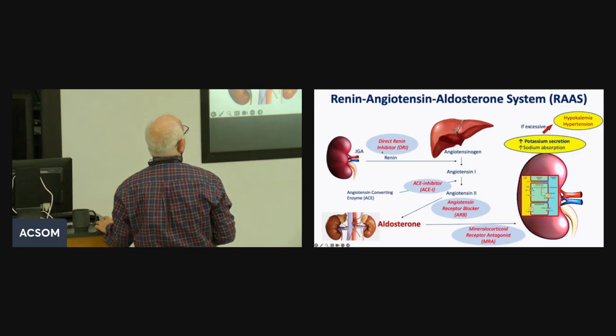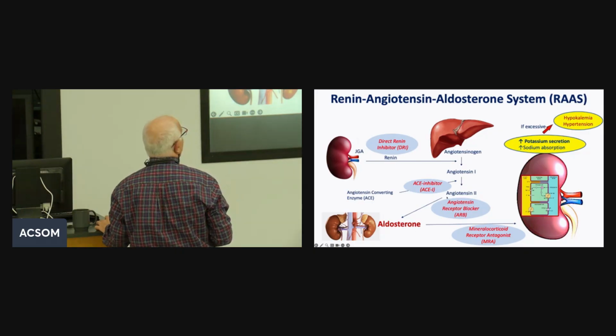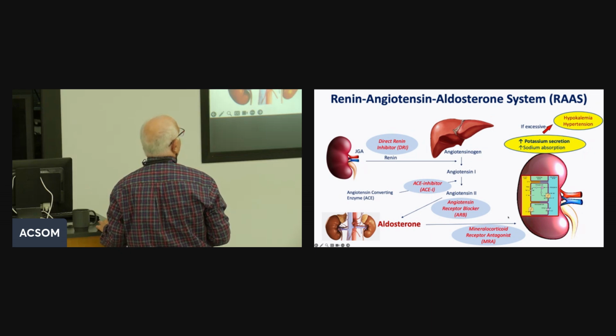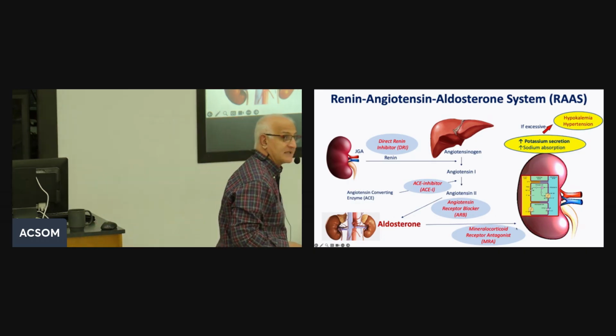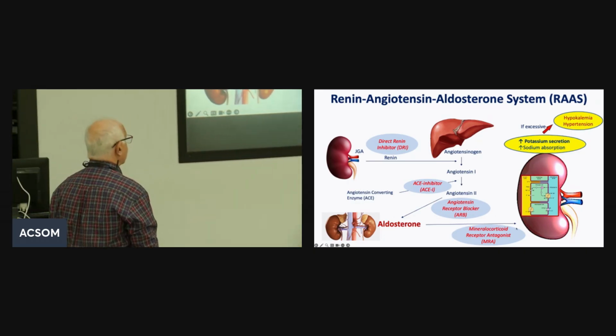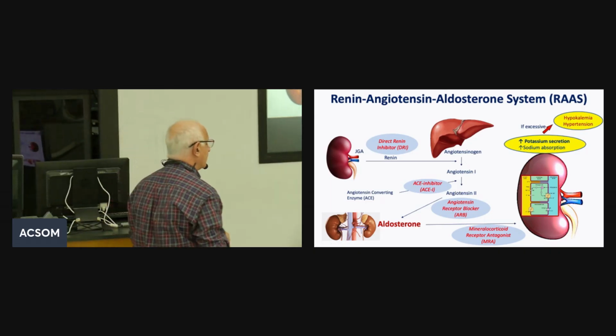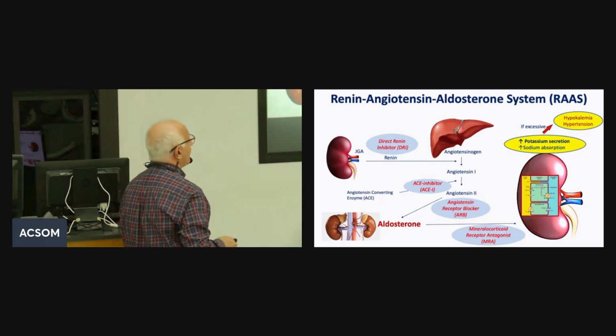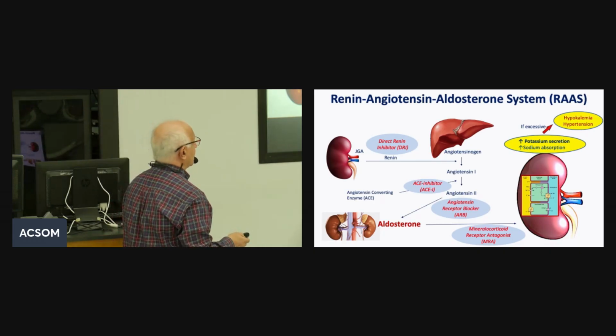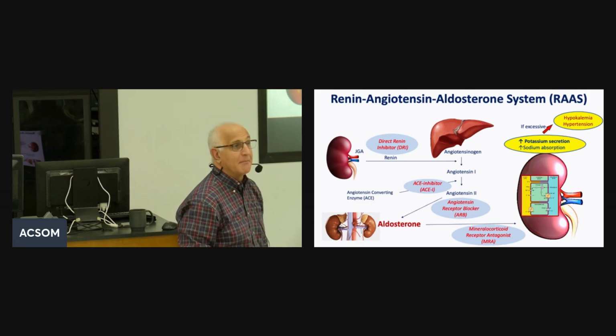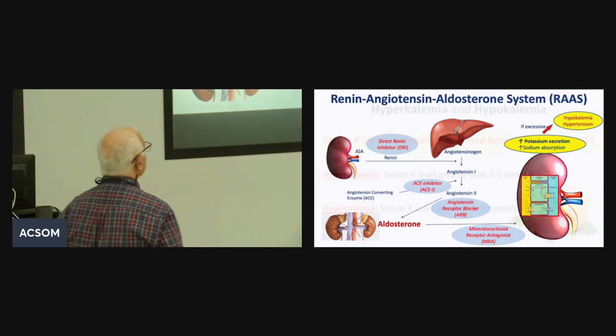Direct renin inhibitor inhibits this one. ACE inhibitors and angiotensin receptor blockers, ARBs, block this one. Mineralocorticoid receptor antagonists, MRA or MRB, sometimes they call it a beta blocker, block the effect of aldosterone on the principal cells or intercalated cells of the kidney. So there are 4 different categories of medicine you need to be familiar with, where this RAS system is blocked in different parts of it.